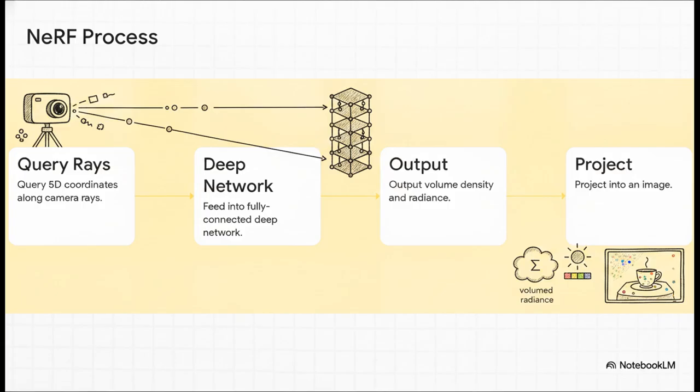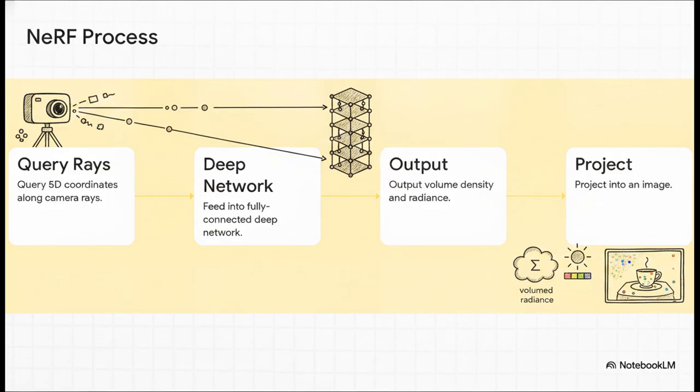Step 1. Query 5D coordinates along camera rays. I want you to imagine placing a virtual camera in perfectly empty space. From every single pixel on that camera sensor, we shoot a mathematical laser beam, a ray, straight out into the virtual world. As that ray travels forward through space, we sample discrete, specific points along that line. For every single one of those microscopic points, we record its XYZ location and the theta-phi angle of the ray itself.